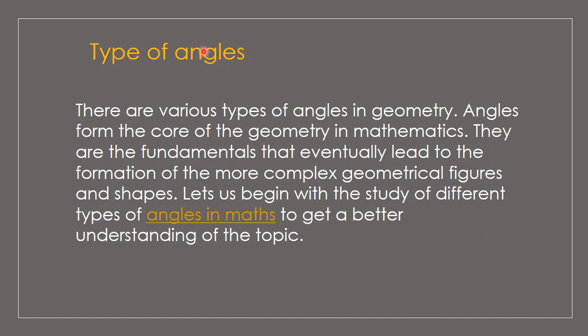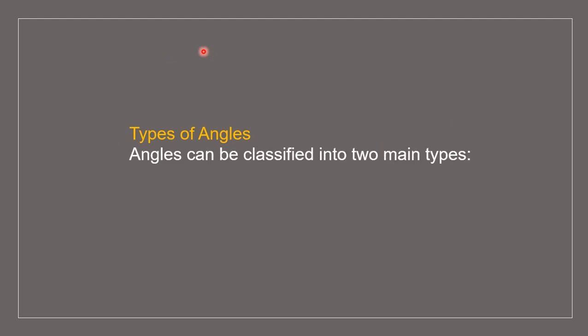So on the basis of this, there are two types of angles. First of all, the angles are classified into two types. First is based on magnitude, that is based on measurement, and the second is based on rotation. So let's talk about the first, based on magnitude.